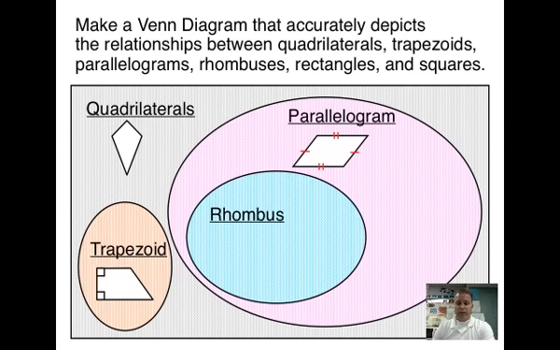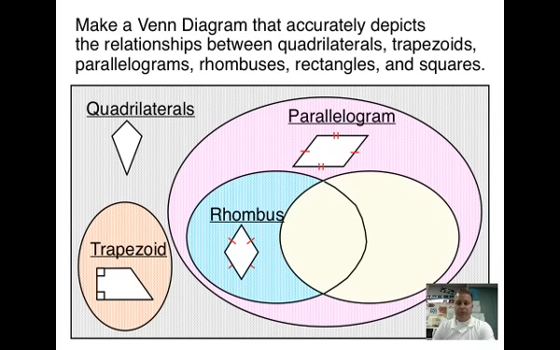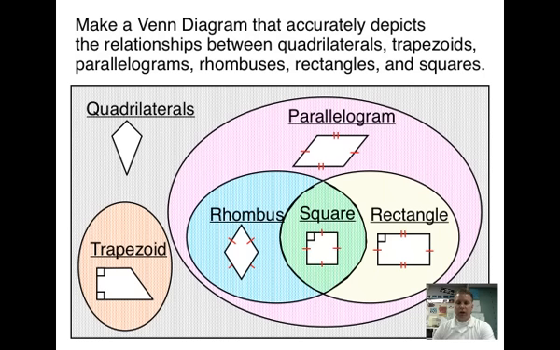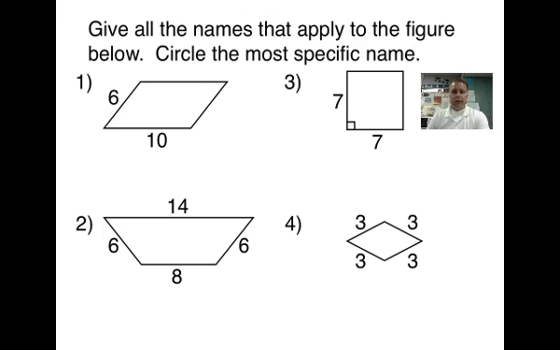We have one set, our rhombus, four equal sides. And then we have our rectangles, which have two sets of equal sides that are parallel, but with right angles in the corners. Overlapping between the rhombus and the rectangle is our square. Four equal sides, four 90-degree angles. And that's our picture.